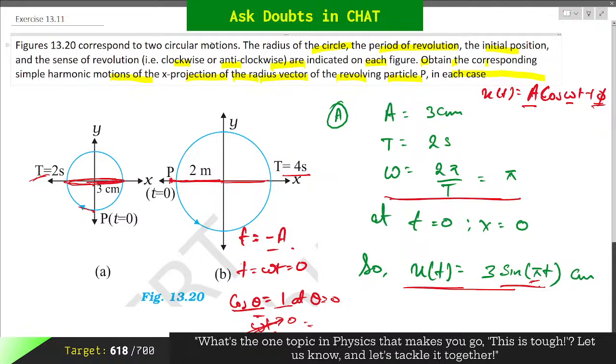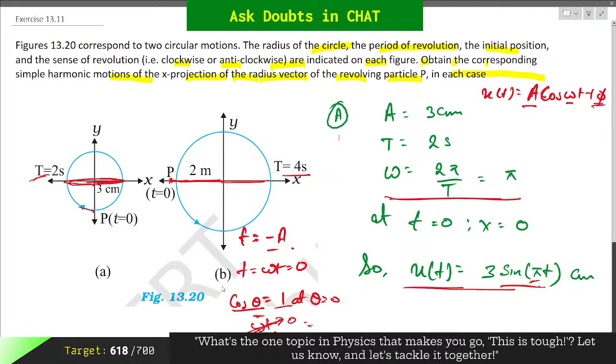Here in this question we have figures 13.20 corresponding to two circular motions. The radius of the circle, the period of revolution, the initial position, and the sense of revolution, that is clockwise or anti-clockwise, are indicated in each figure. Obtain the corresponding simple harmonic motions of the x projection of the radius vector of the revolving particle P in each case. So here we have to write the x projection, and the particle is moving in circular motion in both figures A and B.